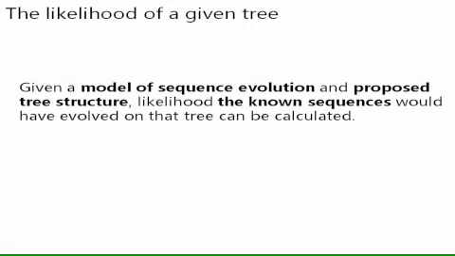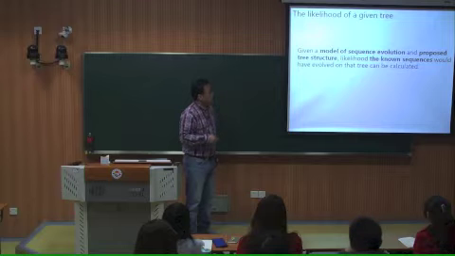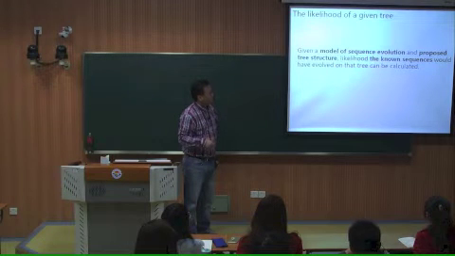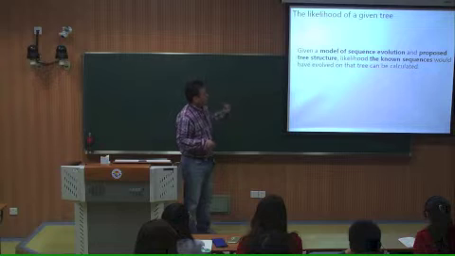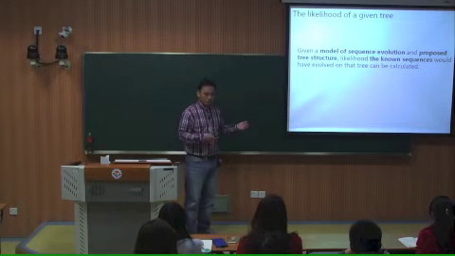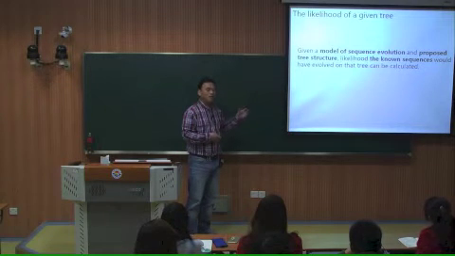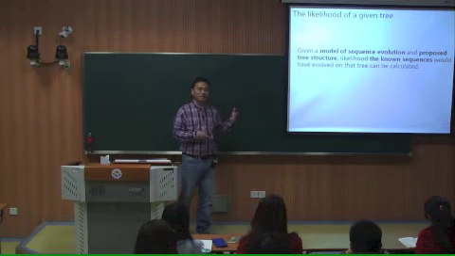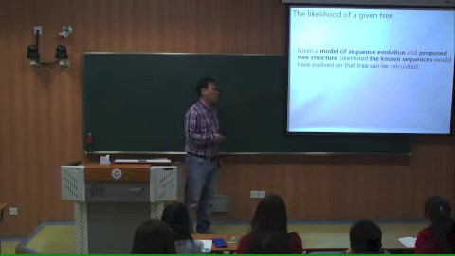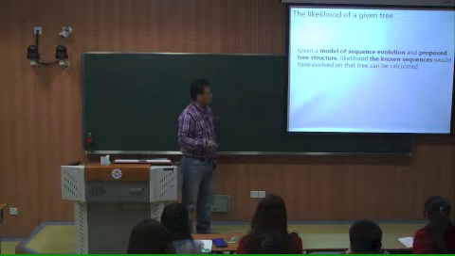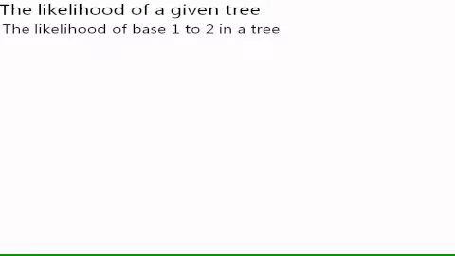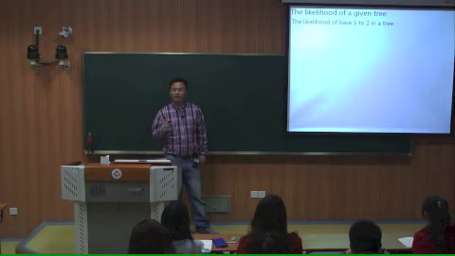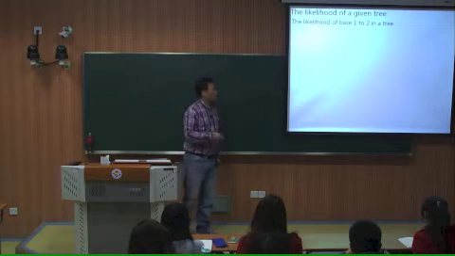So that is, given a model of sequence evolution and a proposed tree structure, we can calculate the likelihood for the aligned sequences on the tree structure. If we can calculate the likelihood, then we can find out which tree gives us the maximum likelihood. That will be the maximum likelihood estimate of the tree. So here's the question: how do we calculate the likelihood given the tree and the data?